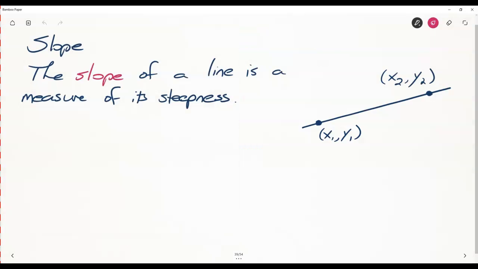Now, in section 1.1, when we were talking about ordered pairs, as soon as we put 2 points in the plane, one of the first questions we asked ourselves was, okay, now that we have 2 points, how do we find the distance between them? And then we said, now that we have 2 points, how do we find the point in the middle of them? So that gave us the distance and midpoint formulas.